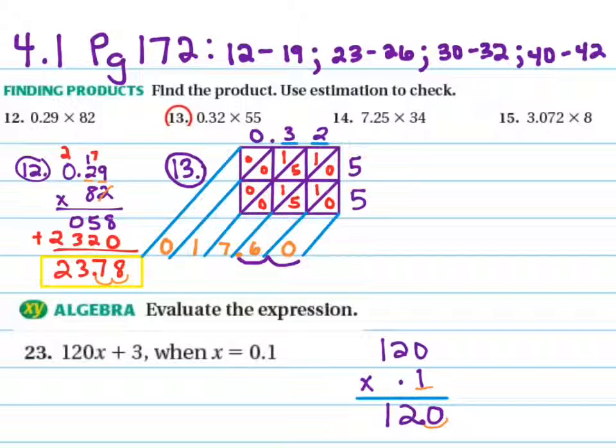So it's 12. So this represents 12 because 120 times 0.1 is 12. So I write that over there, and then I bring down the plus 3, and that gives me 12 plus 3, which is 15. That's how you're going to do the algebra section.